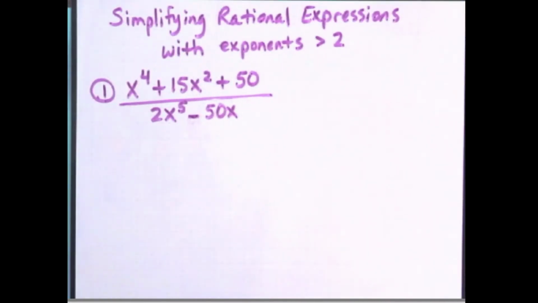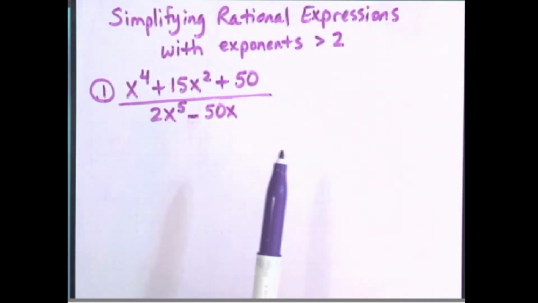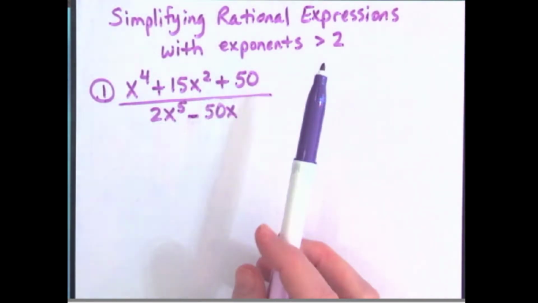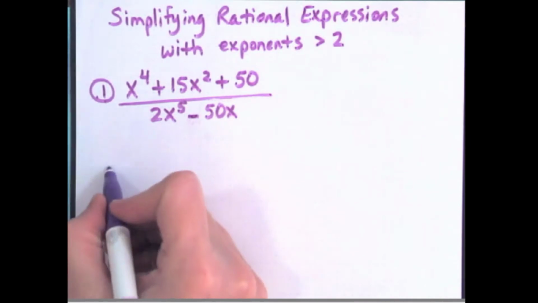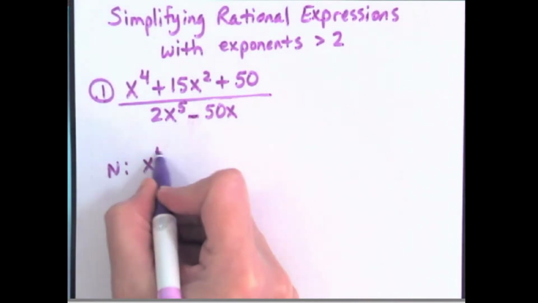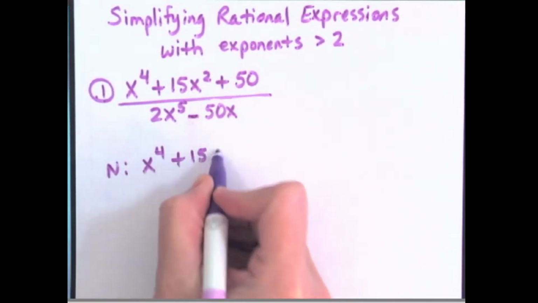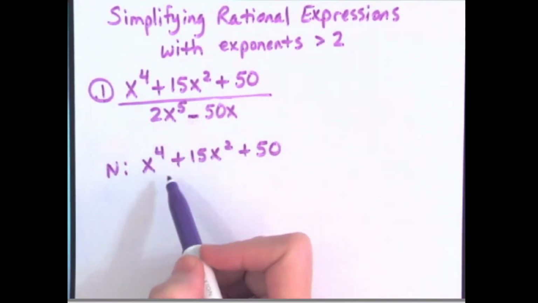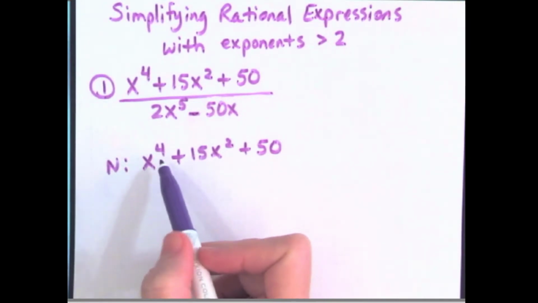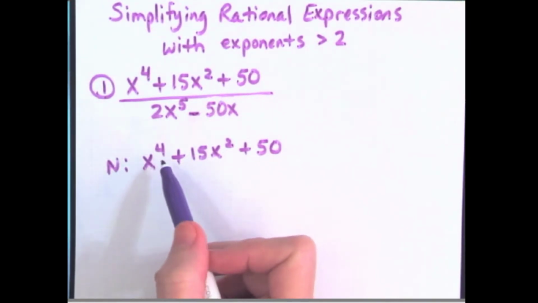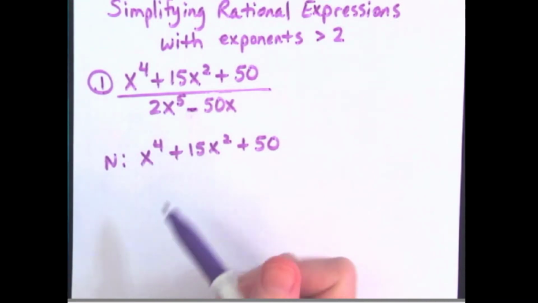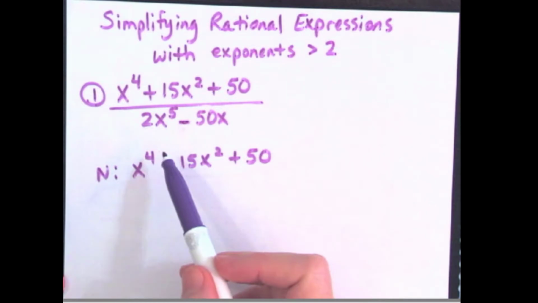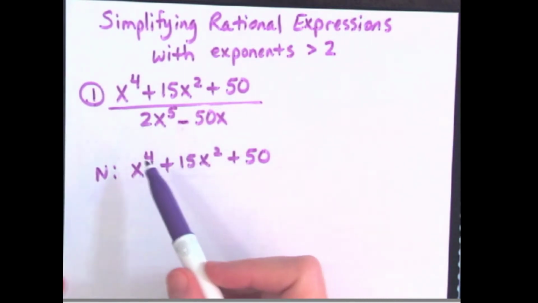Welcome back. So we're going to be simplifying rational expressions that are trinomials and have exponents greater than 2. In my numerator, I see I have x to the 4th plus 15x squared plus 50. So it's not quadratic. We would call that quartic since our highest power is 4, but we can still use our factoring techniques. Since this one looks a little different because of that exponent, I'm going to do this the long way using the AC method.